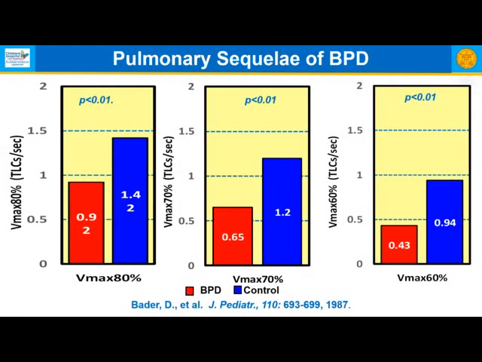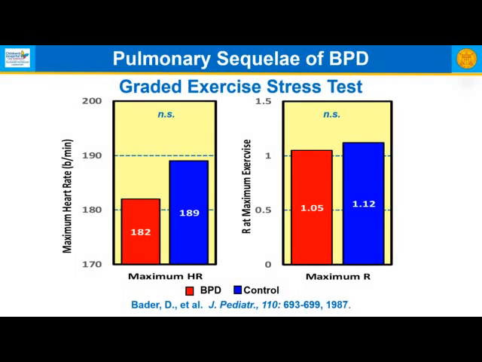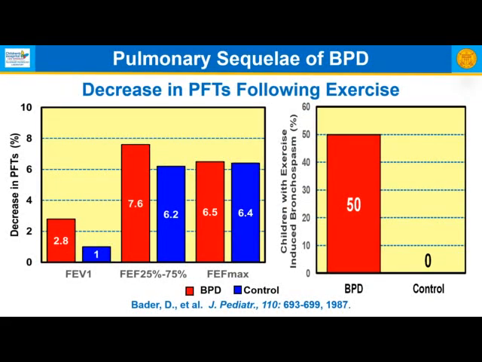Vmaxes, our flow rates corrected for lung volume, were also decreased in BPD compared to the controls. These kids were exercised with a standard cardiopulmonary exercise stress test or graded exercise stress test. The maximal heart rate achieved between the two was not significantly different, right? And the maximum R was not significantly different. The decrease, however, following exercise was greater in the BPD babies, and 50% of these babies had exercise-induced asthma following exercise compared to none of the controls.